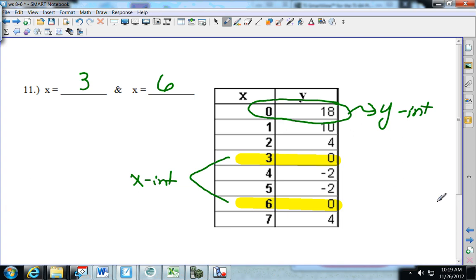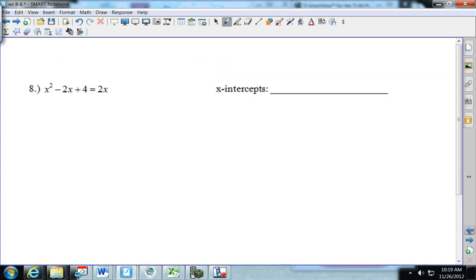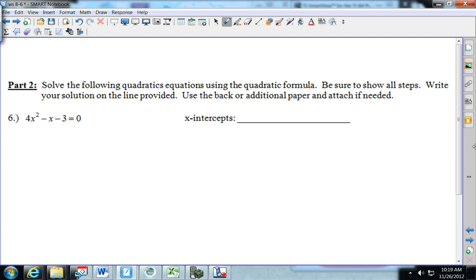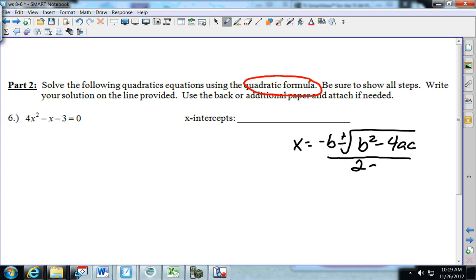Okay, let's go back. This time it asks you to solve it with the quadratic formula. Quadratic formula: x equals negative b plus or minus the square root of b squared minus 4ac, all over 2a. Before you can find a, b, and c, what does your equation have to be in? Standard form. It is in standard form.